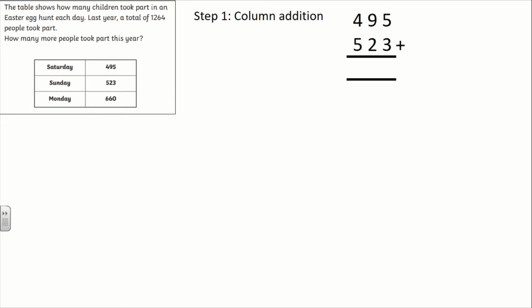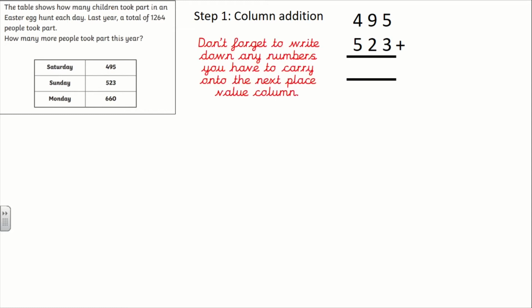So, here we need to do a few steps to solve this one, starting with column addition. So we need to add those 3 values from that table. So let's break it down into 2 additions rather than trying to add all 3 at once. So if we firstly do 495, add 523. So you work that one out. Don't forget to write down any numbers you have to carry onto the next place value column. So if your answer equals more than 10, you'll have to carry that 10 across.